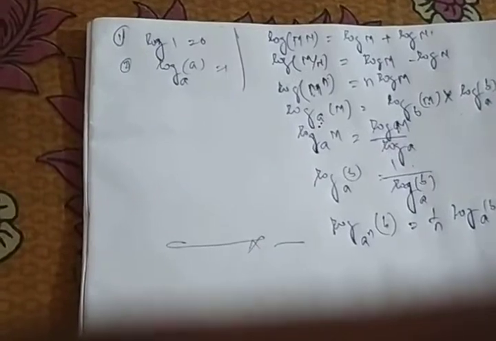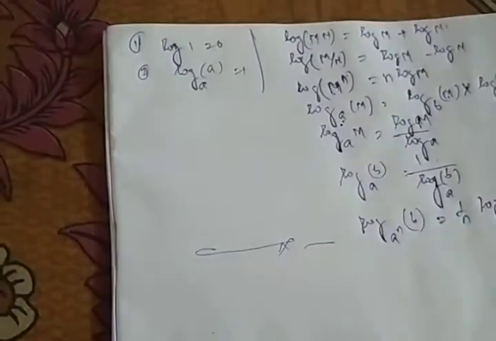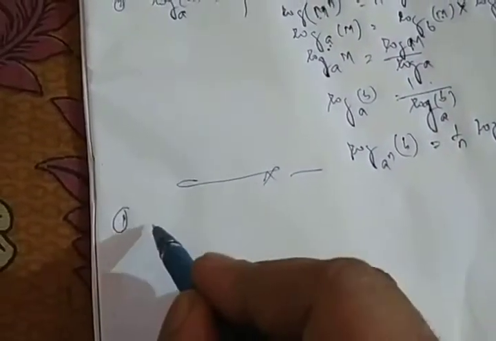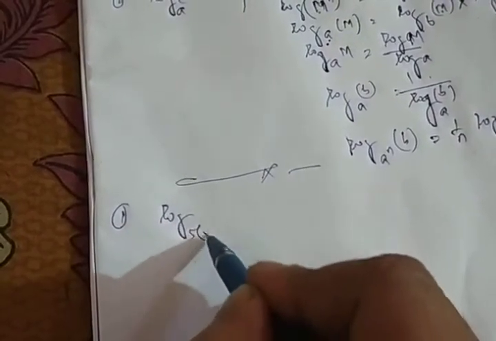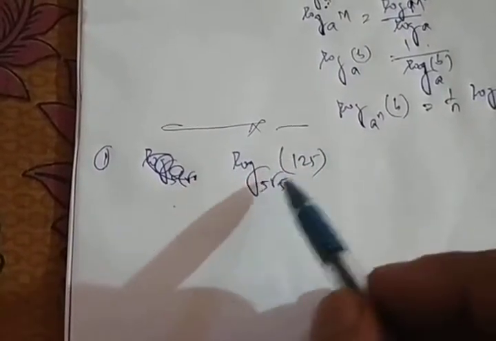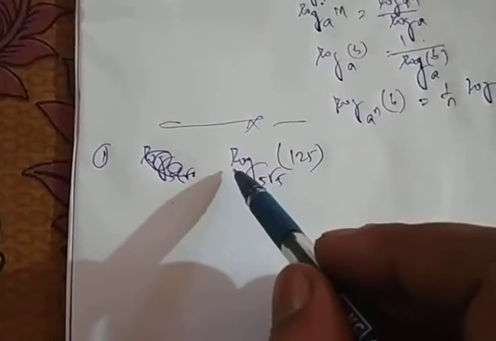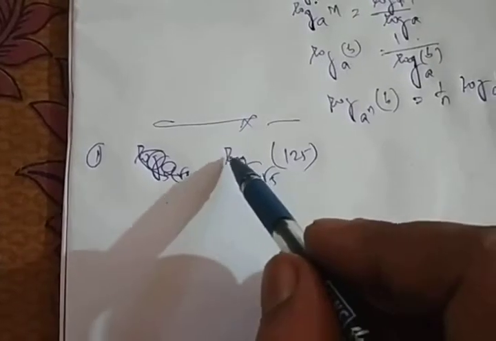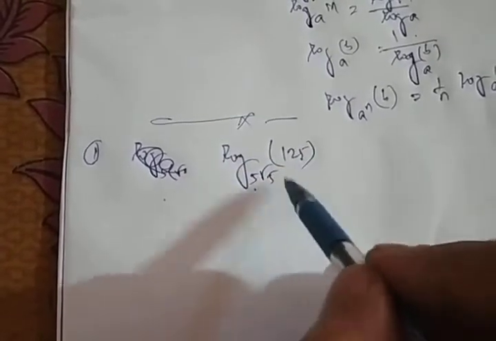Today we will learn from some examples, discuss about some examples, using these formulas. First example, find the value of log of 125 with respect to base 5 root 5. So how do you get this value of log of 125 with respect to base 5 root 5?